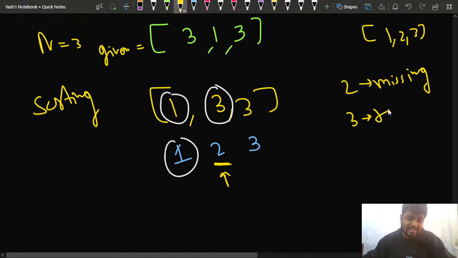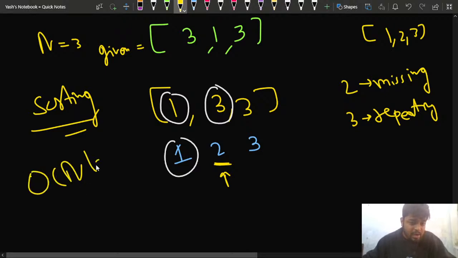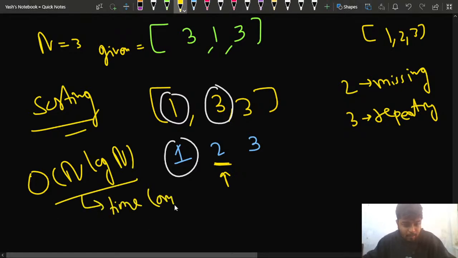And here also I can easily get the 3 as the repeating number if this particular array that has been given to me is sorted. So suppose there are n elements, in that case this will take order of n log n time complexity, and the space complexity for this approach would be order of 1.